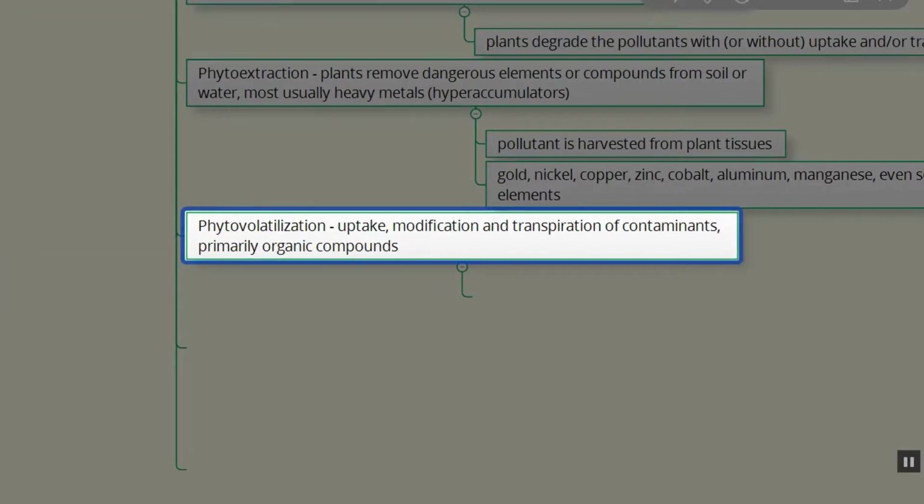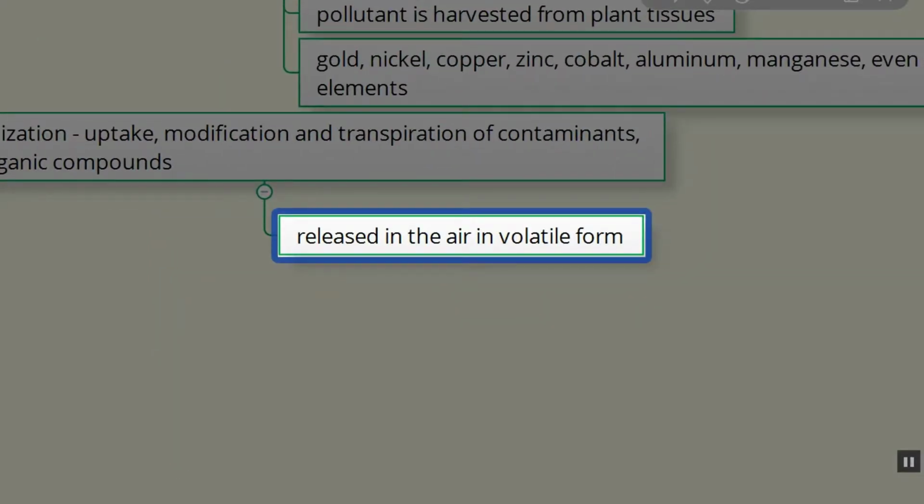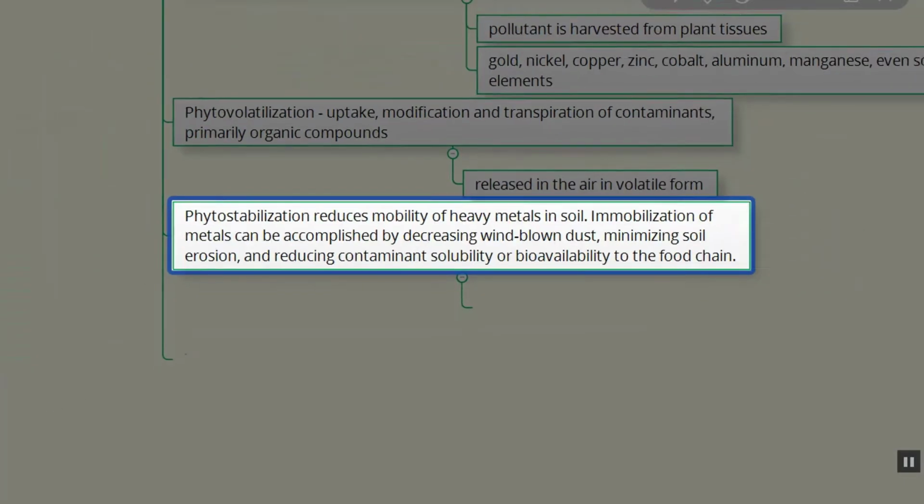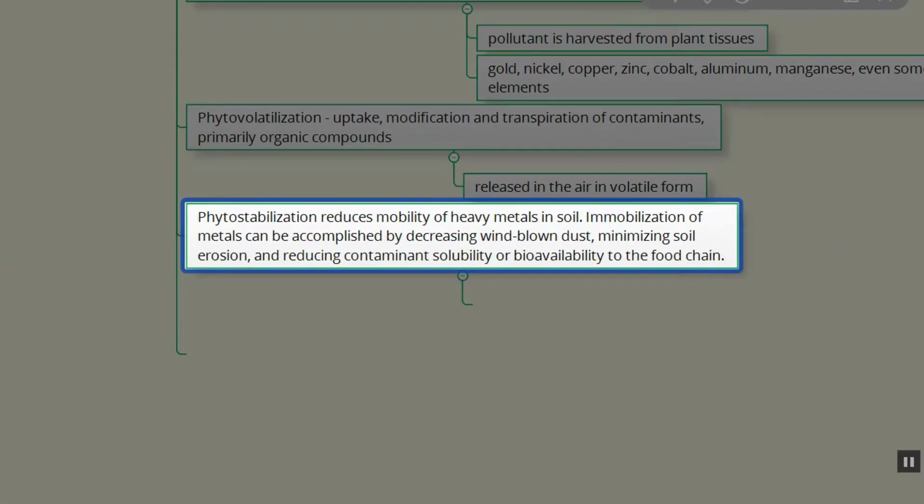Phytovolatilization. That's the uptake, modification, and transpiration of contaminants. Primarily, these are organic compounds. They're released into the air in a volatile form through transpiration. Those little pores on the leaf surface allow the moisture and volatile organic compounds to be released into the atmosphere. Now there's phytostabilization. This really is keeping the contaminants right in a specific location.